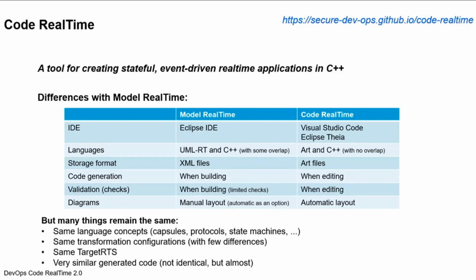So first, there is a difference in what IDE it runs on. Model RealTime is an Eclipse-based application running on the Eclipse IDE. Code RealTime, on the other hand, runs in Visual Studio Code or Eclipse Theia.